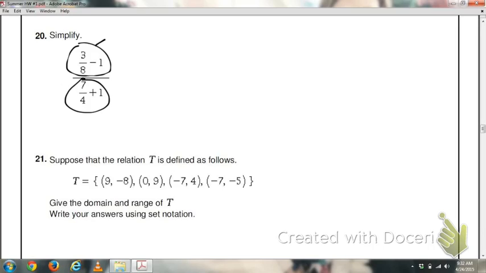So for this one, to add 3/8 and -1 together, I have to get an LCD, which of course, the common denominator here, if I write 1 over 1, would be the number 8. So I have 3 over 8, and if I give this a common denominator of 8, it'll be minus 8 over 8, and I can write that as 3 minus 8 over the number 8, 3 minus 8 being -5 over 8.